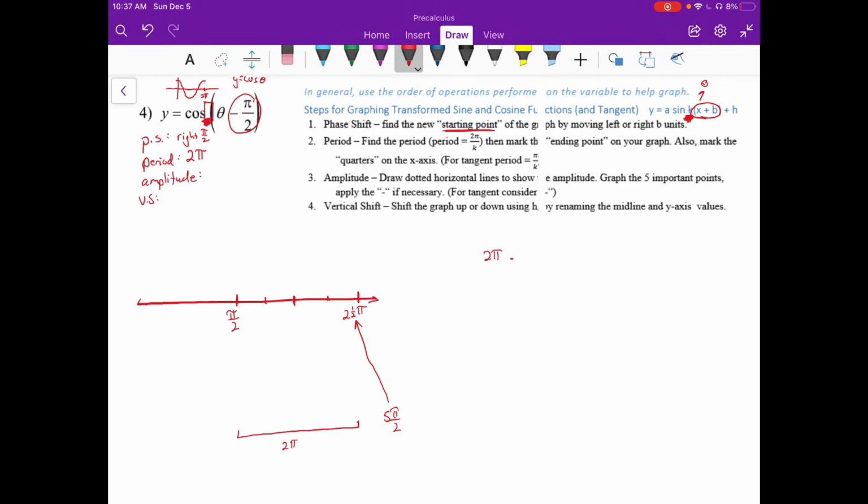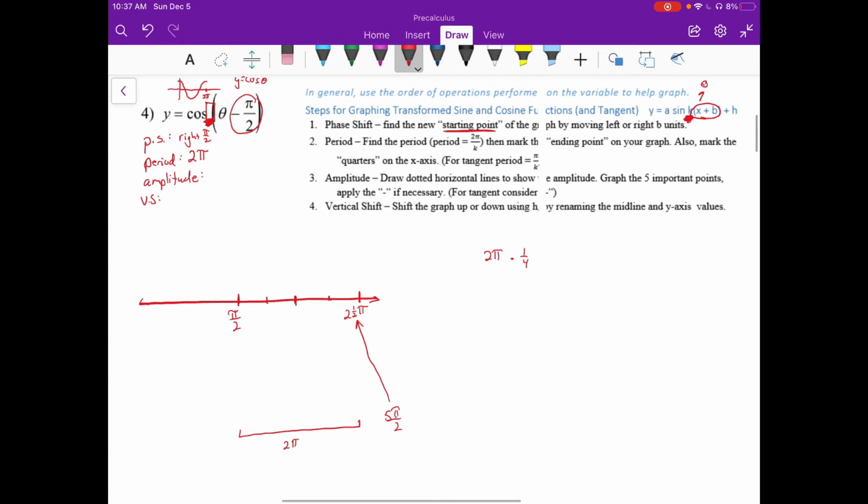Well, we just take the period. In this case, it is 2 pi. It could be something different. So the period for this specific one is 2 pi. We want a quarter of that. So that's 2 pi over 4, which is 1/2 pi. We could put pi over 2. I kind of like a half pi just because of how this works.